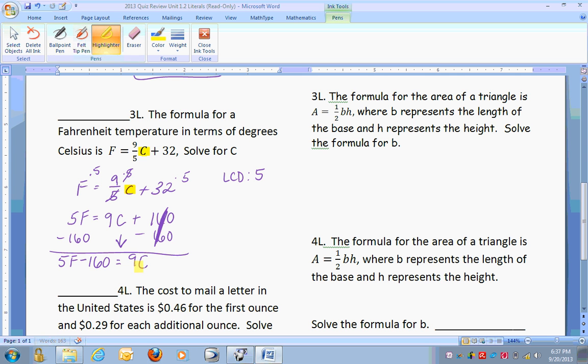And then the last thing that I need to do is get rid of that 9. Well, the 9 is being multiplied by c, so I divide both sides by 9, and I get c equals, those cancel, 5f minus 160 over 9.